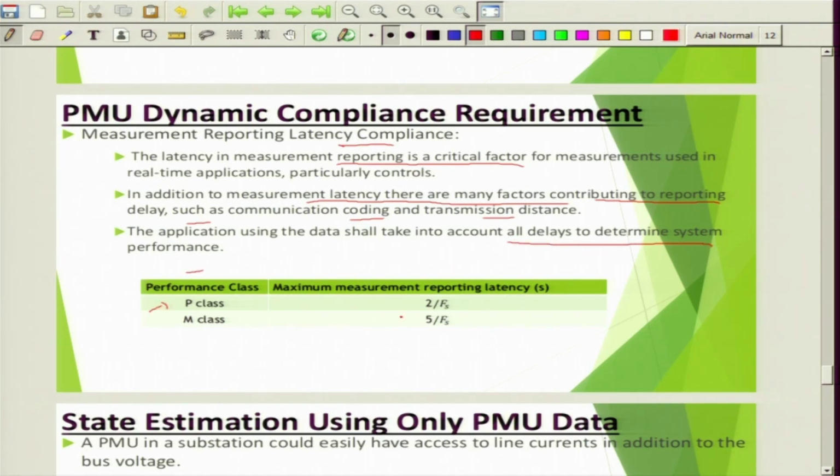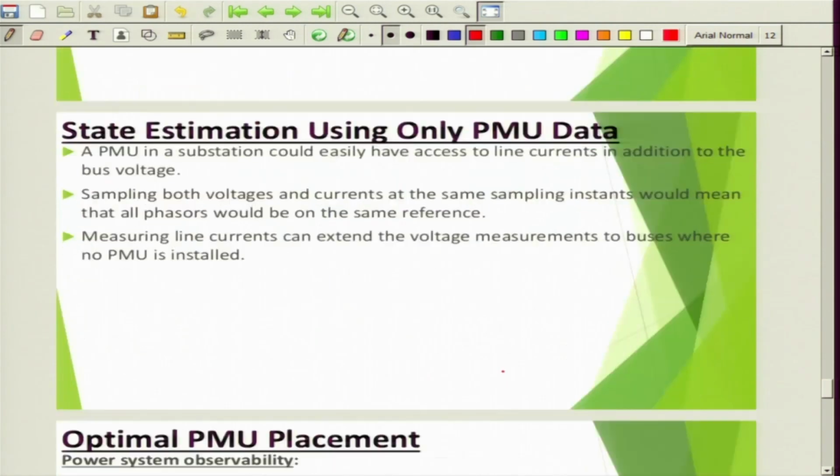For P class it is 2, and for M class the maximum measurement reporting latency could be 5, because in P class, as I already told, the protection class, the latency could be less, whereas for measurement class the latency could be higher. So because the application is different for both of them.